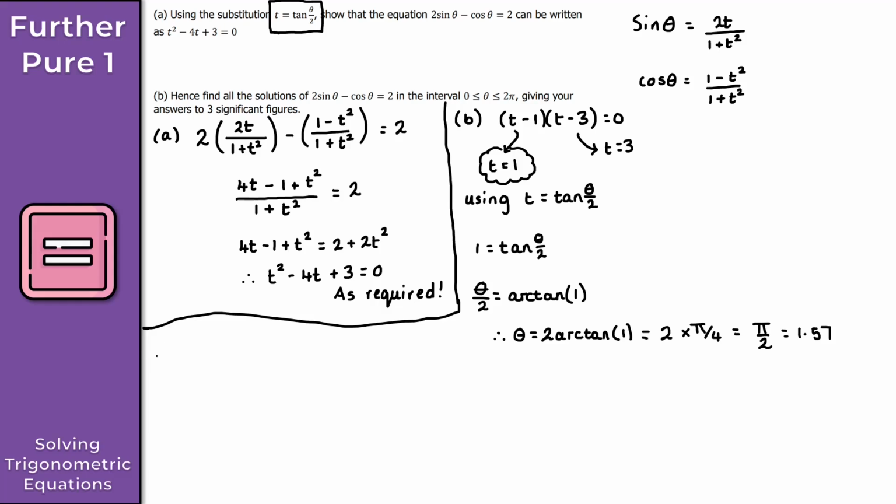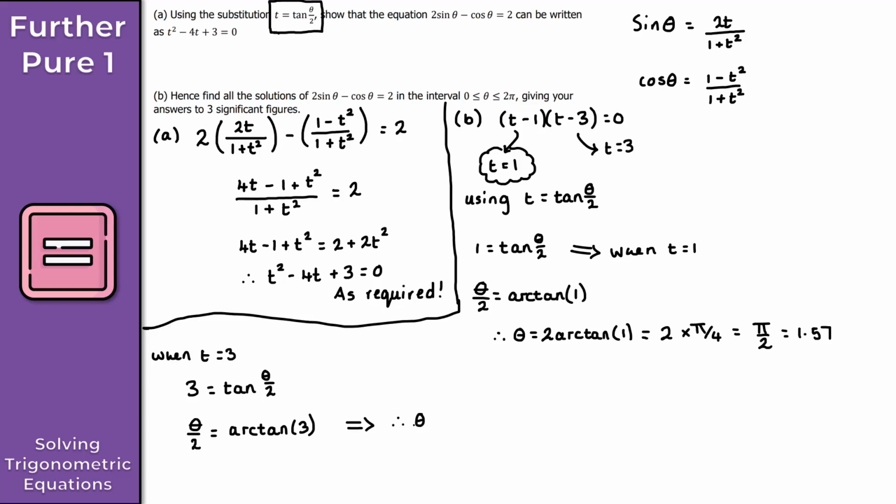Okay, let's do that over here then. So when t equals 1, there we go. So when t equals 1, okay, we obtain this solution here for theta, and we're doing the same here then for when t equals 3. Okay, so we get 3 is equal to tan of theta over 2, like so. Again, just take arctan or tan inverse, whichever you prefer, both sides here. So in that case then, theta over 2 is equal to arctan of 3.